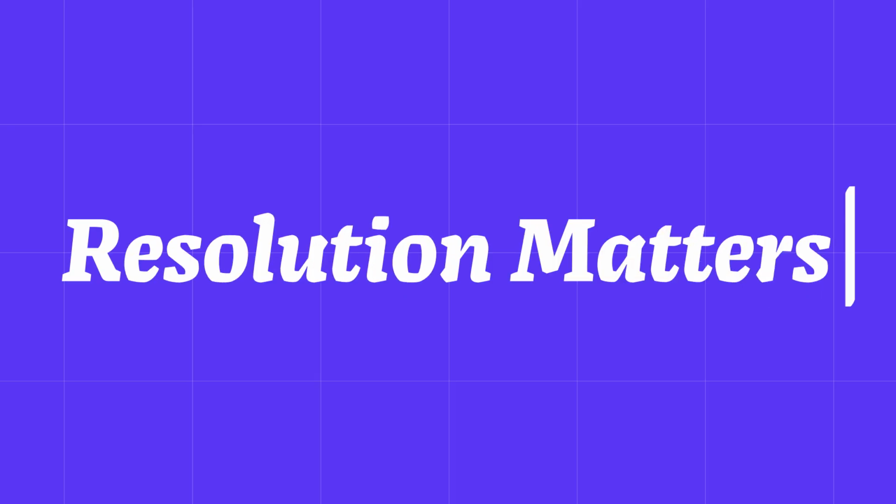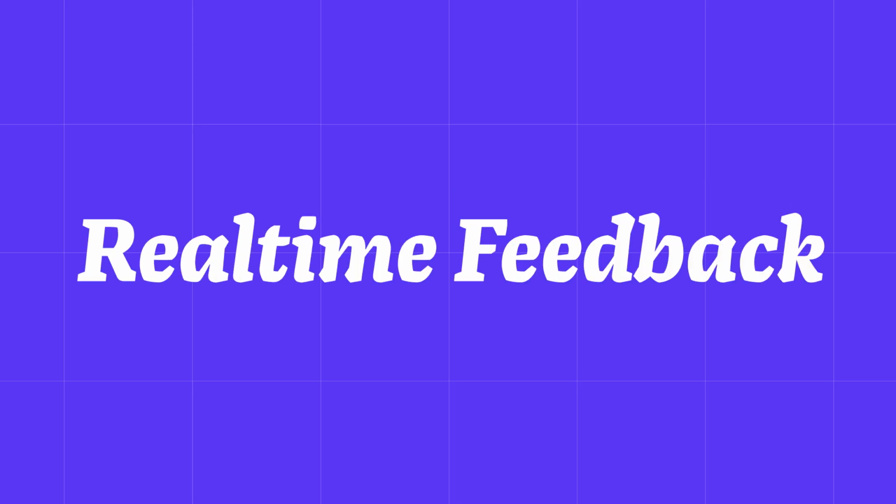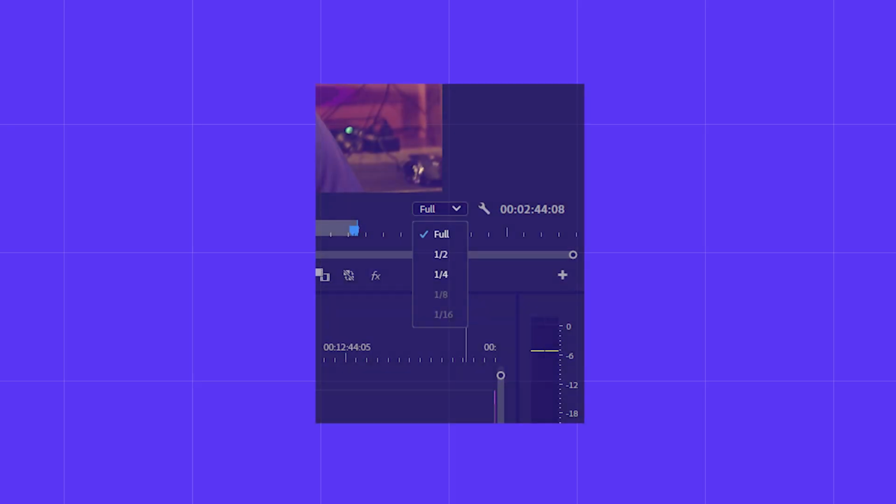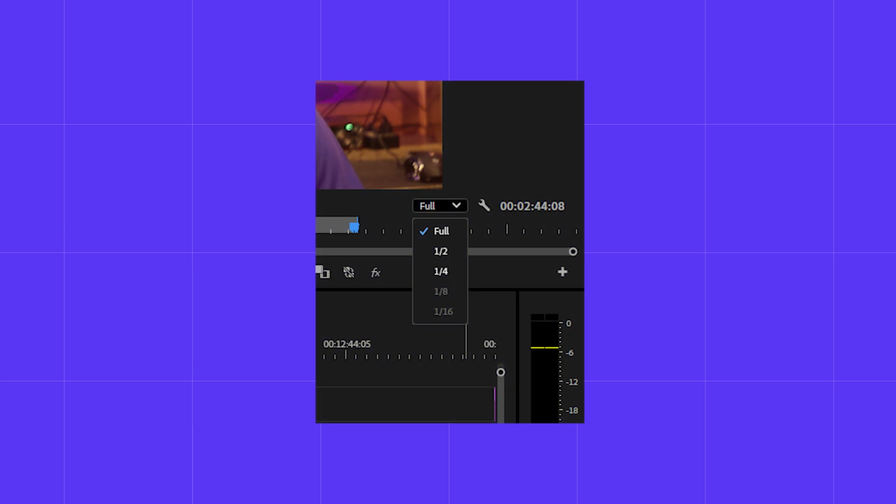Here are some tips to note. Use sparingly. Over-sharpening can make videos look unnatural or highlight noise, especially in low-quality footage. Resolution matters. Sharpening works best on high-resolution footage, for example, 1080 or 4K resolution. Low-resolution clips will show more artifacts. Another important tip is real-time feedback. Ensure your program monitor is set to full resolution, not 1/2 or 1/4.